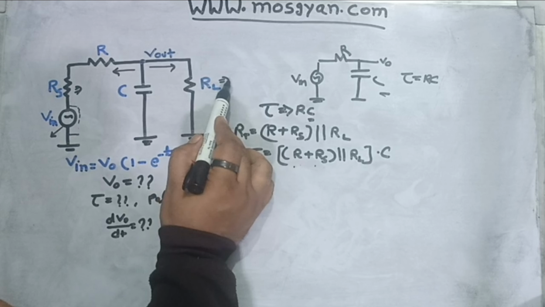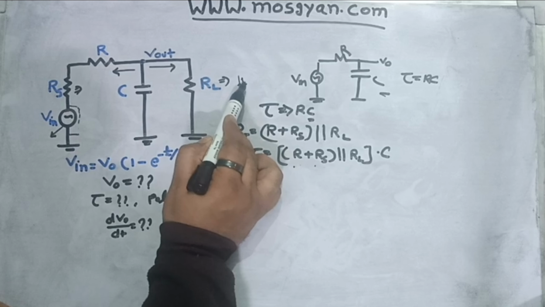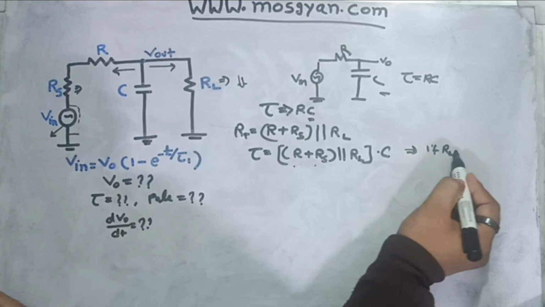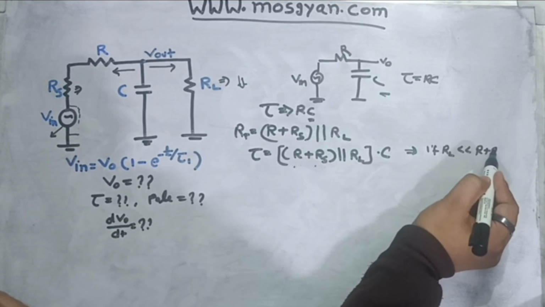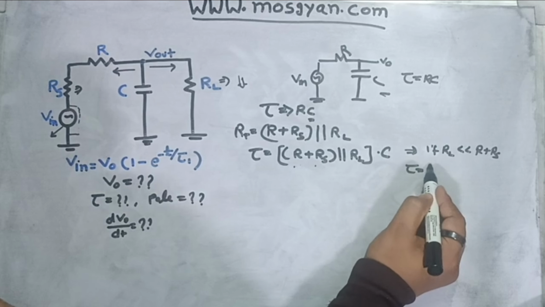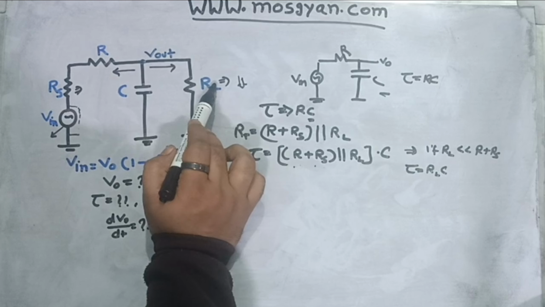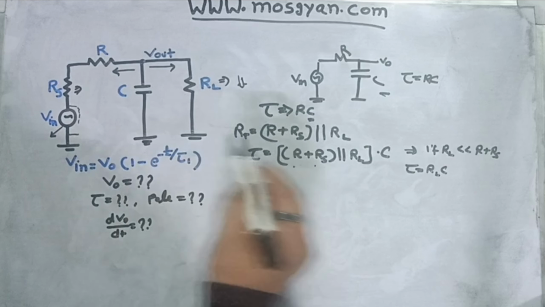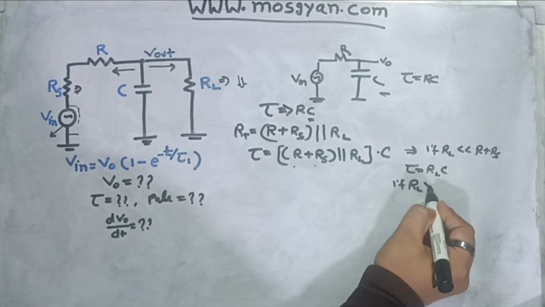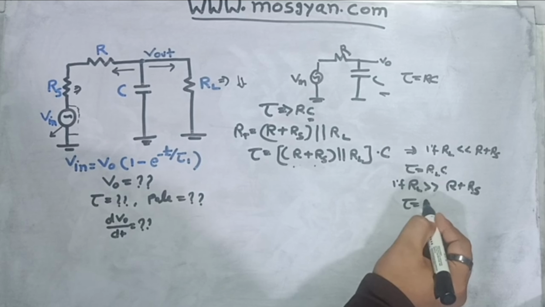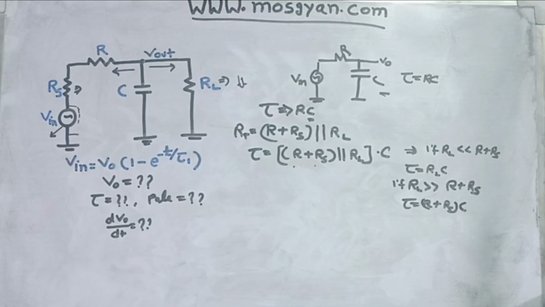So let's say if the value of load resistance is very small, in that case, tau will become RL into C. If RL is very small, then your tau will become RL into C. That means your circuit will become very fast. Whereas if I increase the value of this RL, and RL is so big that it is more than the R plus RS combination, so in that case your time constant would be equal to R plus RS into C. That means your circuit will become slower in this case, right?